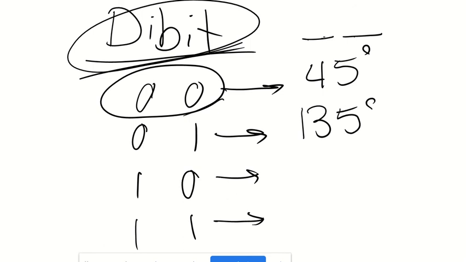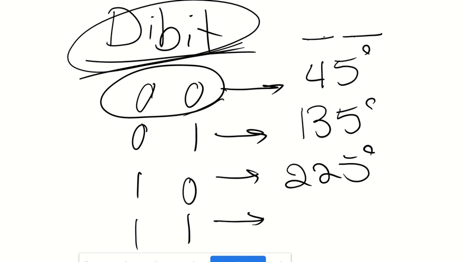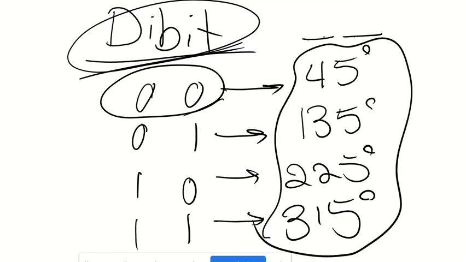1, 0. I'm going to write it in a gray code manner. I'm just changing one bit. So 1, 0, I'm going to assign 225 degrees, for example. And this 315 phase shift. These are all phase shifts, right?